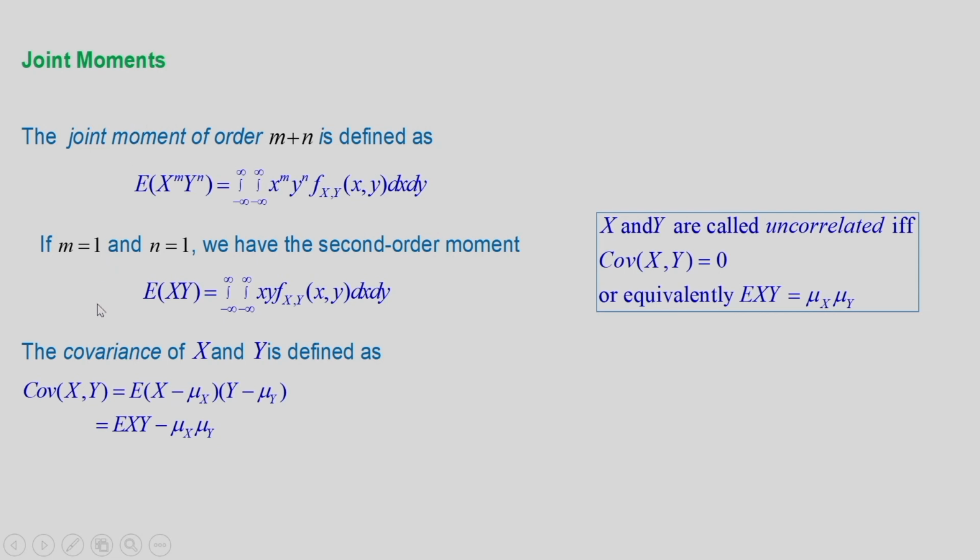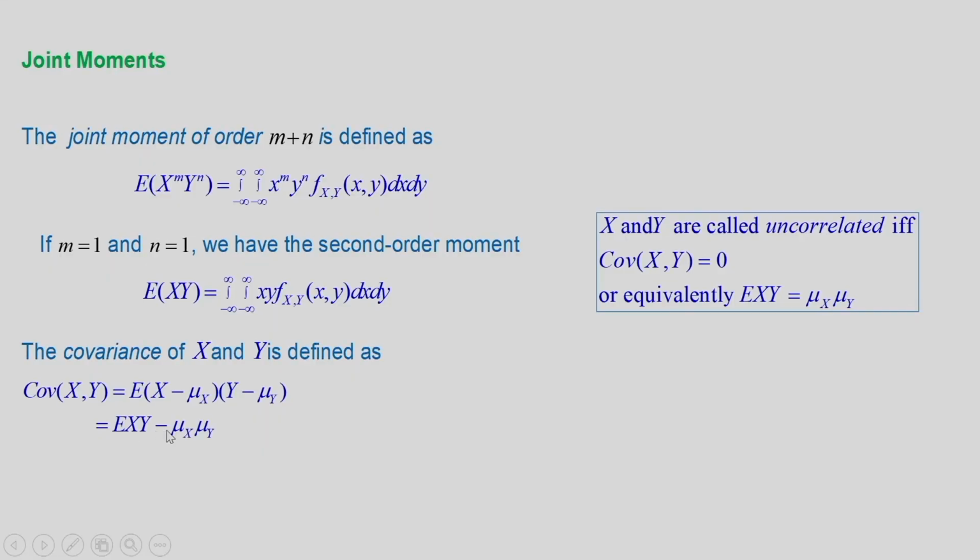Now we can define the second order central moment, that is the covariance of x and y. It is defined as the covariance of x, y is equal to E of x minus mu x into y minus mu y, and it can be shown that this is equal to E of x y minus mu x into mu y. This is the covariance of random variables x and y.